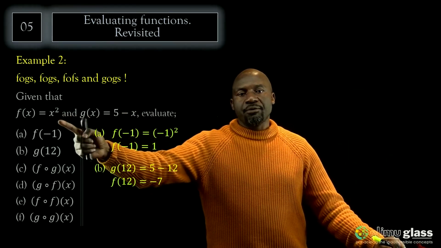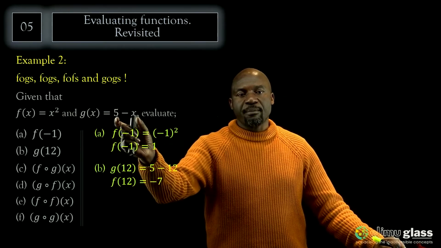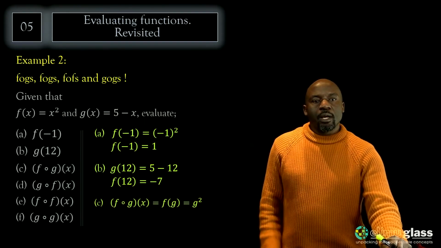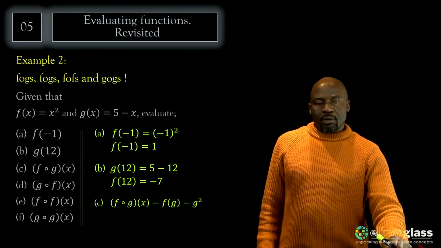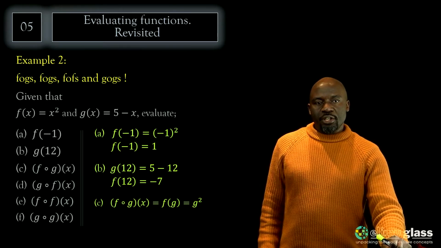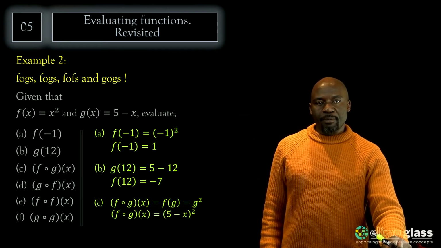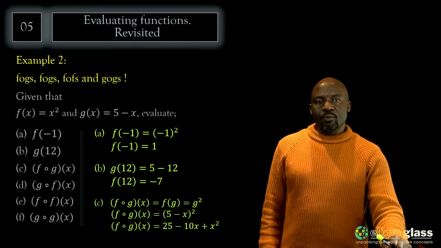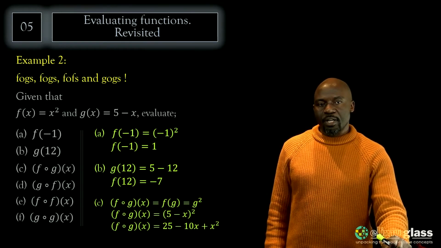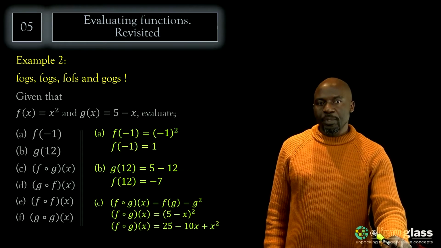So in place of x, we're going to put 5 minus x, like that. All right? So that means g squared, which is the same as (5 minus x) squared, which is 25 minus 10x plus x squared. Okay?